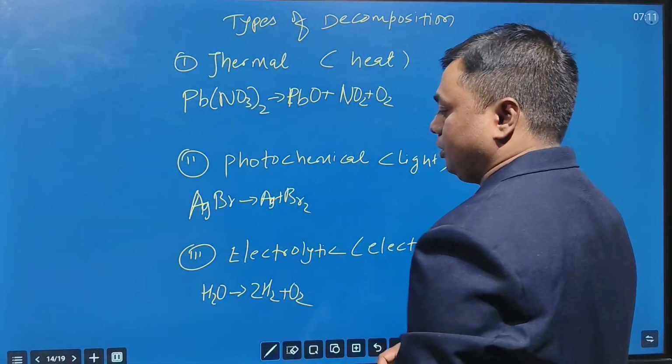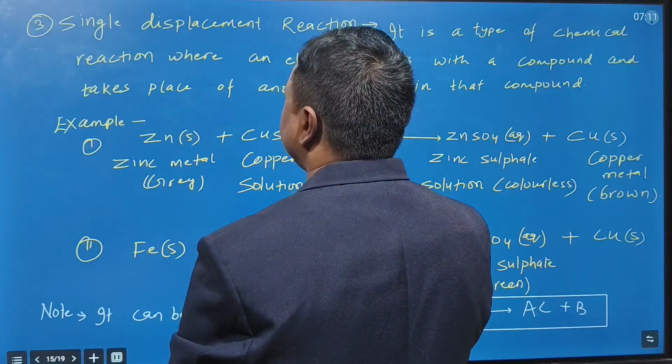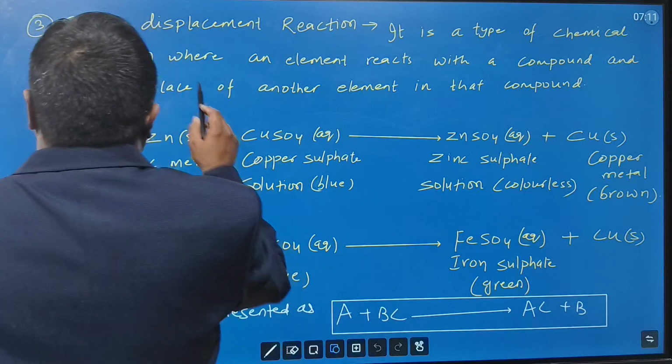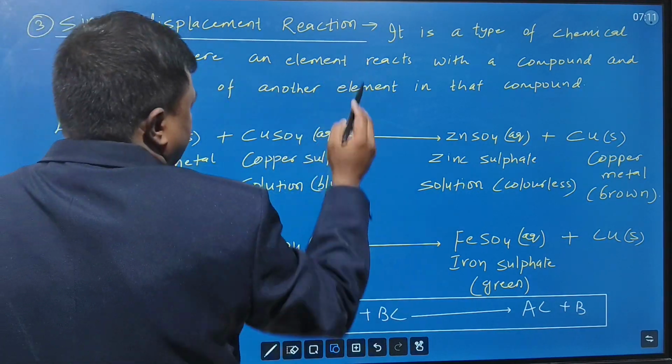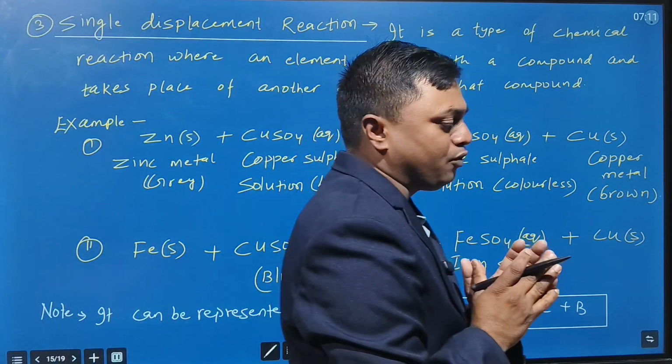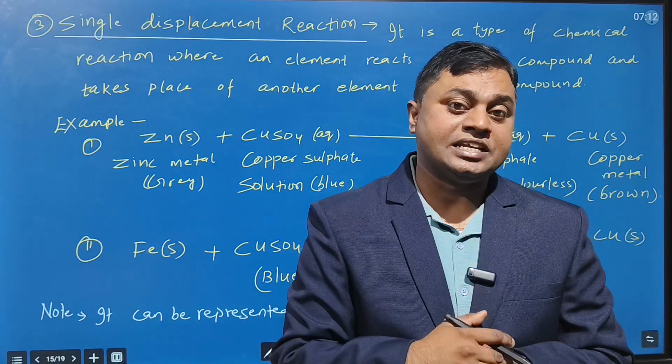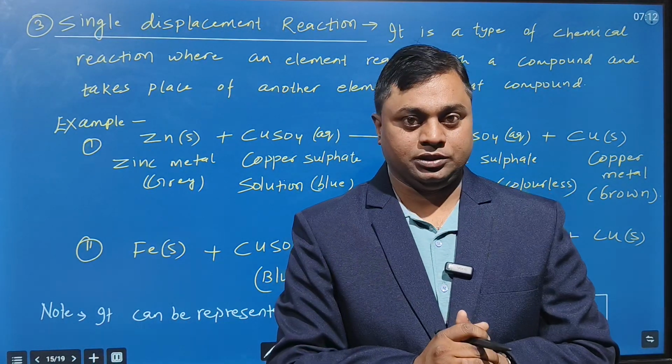The three types of decomposition. Okay, next we talk about a single displacement reaction. Okay, single displacement reaction, what happens? It is a type of chemical reaction in which a more reactive element displaces a less reactive element from its salt solution.